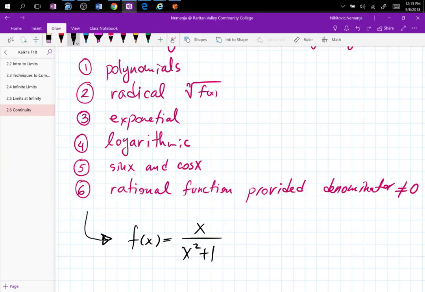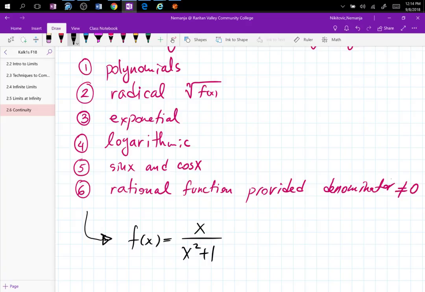X squared plus 1 can never be 0. No matter what you plug in. You can plug in a positive number, a negative number. You think of whatever. Prime, non-prime, even, whatever. Whatever you plug in, the square will kill the negative sign. And then you add 1. So the denominator can never reach 0. Therefore, this is continuous. You're going to go and graph it on your graphing utility, and you're going to get a single line without interruptions.